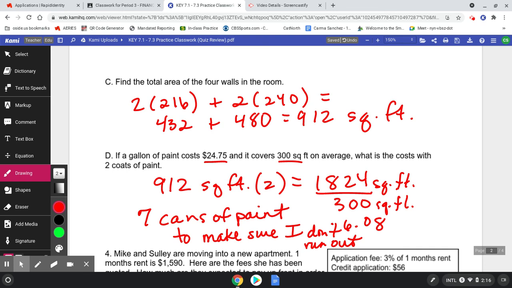Maybe you're just going to try to buy 6 and make it work. Either way, I like having extra paint in case we need some for, I don't know, painting if you mess up something on the wall.